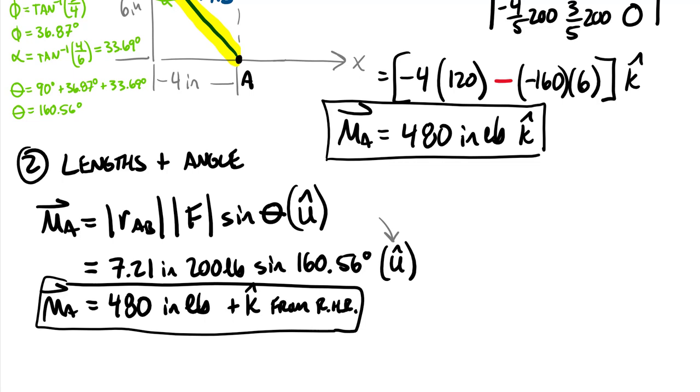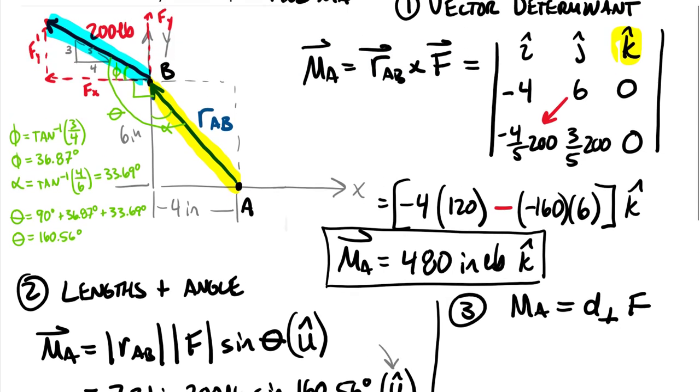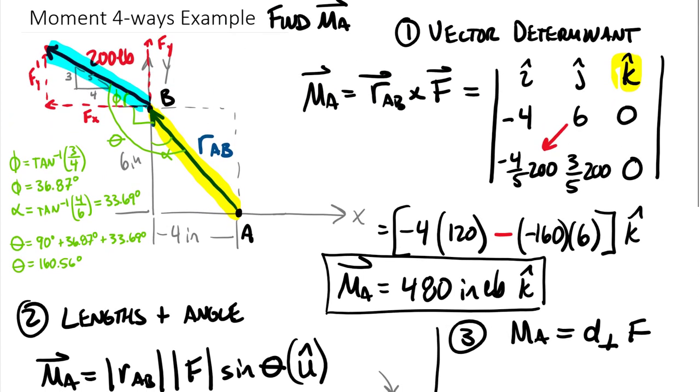Next, let's look at number three, and three is basically finding a perpendicular distance. Now I'm going to sandwich all these together just to save some room on the page. So number three is we want to find a moment about A equal to D perpendicular times F. So with F, there's no work to do. We know the magnitude of F is 200. D perpendicular is not the easiest thing to find.